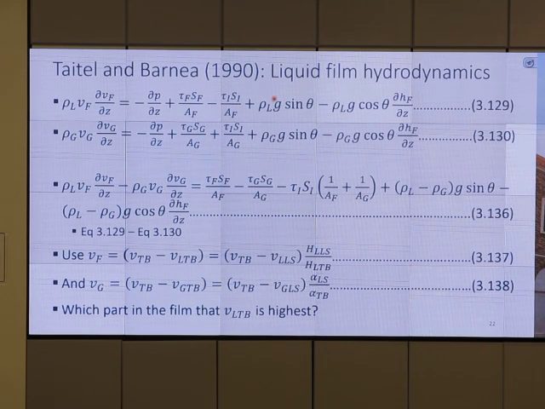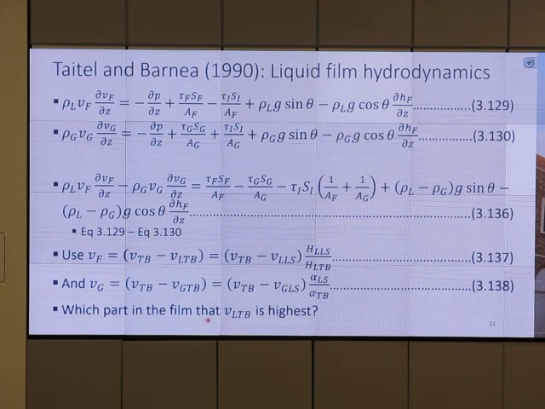What do we do? Alright, equation 3.129 minus 3.130, the top one minus the second one, we get this equation. So the term that is related to dP/dZ is gone. Good? The term related to dP/dZ is gone. And we use X for gas and X for liquid. The relationship for X of gas and X for liquid gives these two equations, 3.137, okay? It's similar to the X equation that you have.